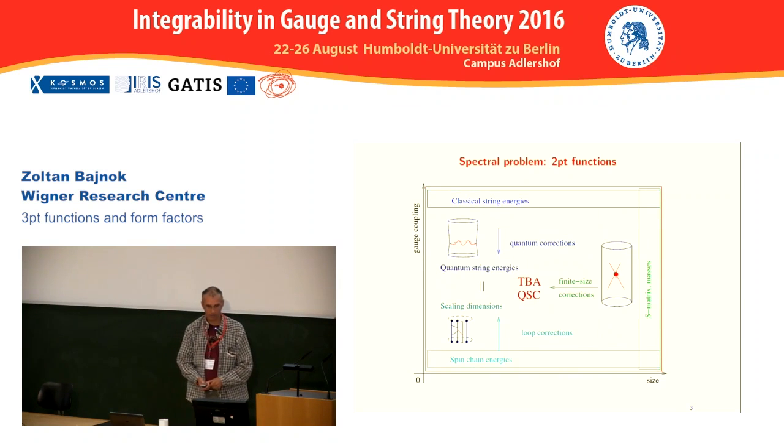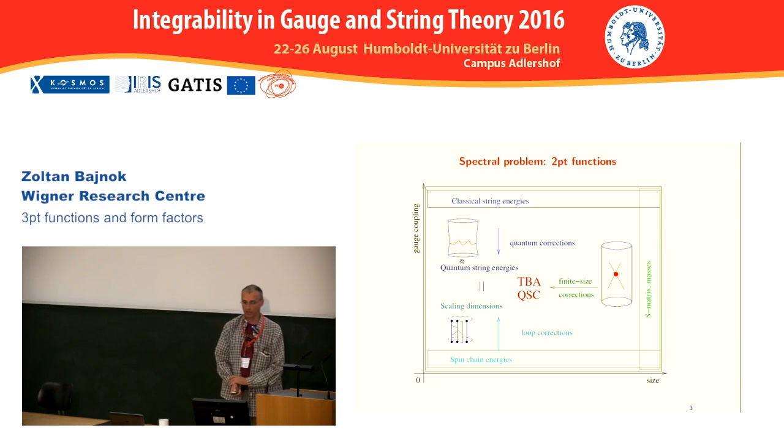So let's see how it goes for the first observable. I would like to recall this success story, how we calculated the two-point functions, or the spectral problem. It's a similar picture, just the observables are shown. At small coupling, you have just spin chain energies. Then with loop corrections, you have not nearest neighbor but longer-range interacting spin chains, and you have the scaling dimensions. The scaling dimensions of the gauge theory are related to the energies of the quantum strings.